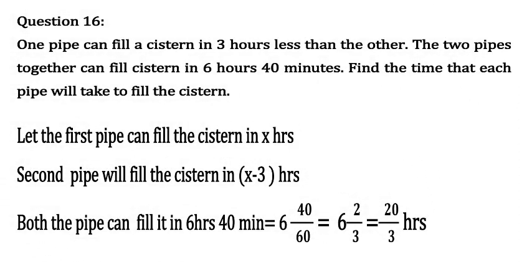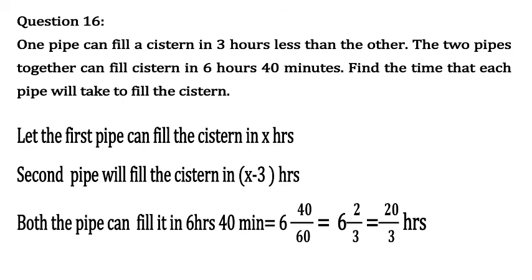Question number 16. One pipe can fill a cistern in 3 hours less than the other. The two pipes together can fill the cistern in 6 hours 40 minutes. Find the time that each pipe will take to fill the cistern. Instead of person, here we have a pipe to complete the work. Cistern or a water tank means the same.